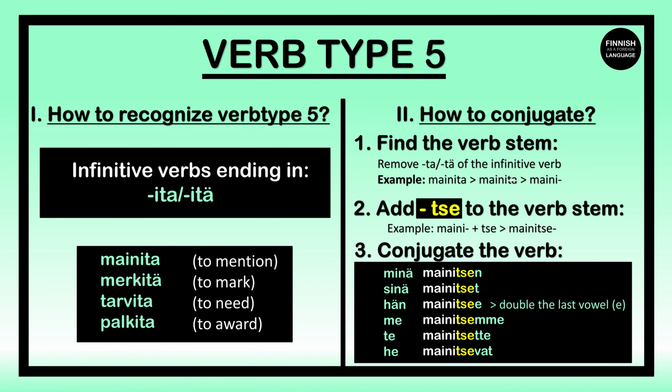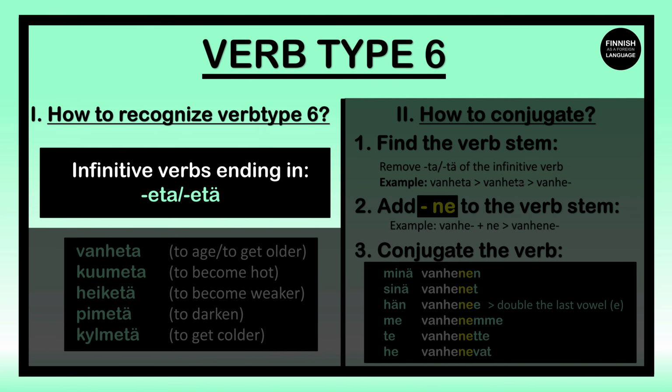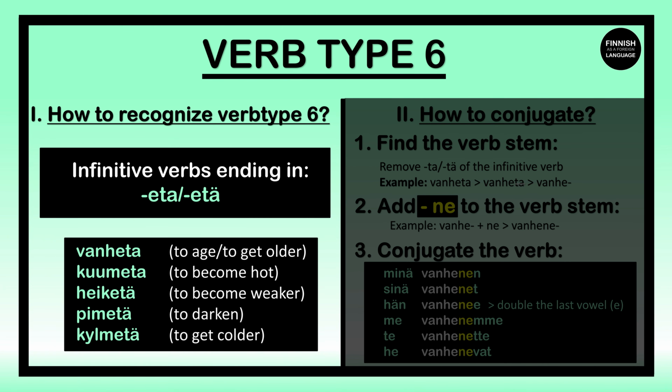Alright, now our last verb type, number 6. How do we recognize verb type 6? If the infinitive verb is ending in eta or ete, then our verb belongs to the sixth verb type. Here are some examples. Vanheta, which means to age or to get older, and kuumeta, to become hot. How do we conjugate verb type 6? Also here we have to follow 3 steps.